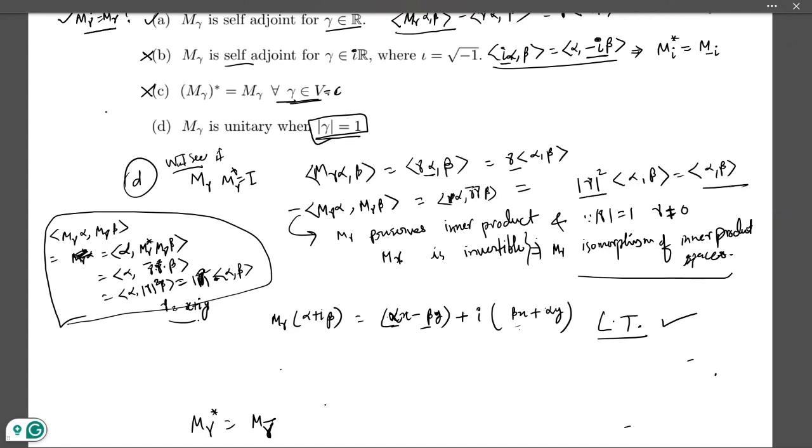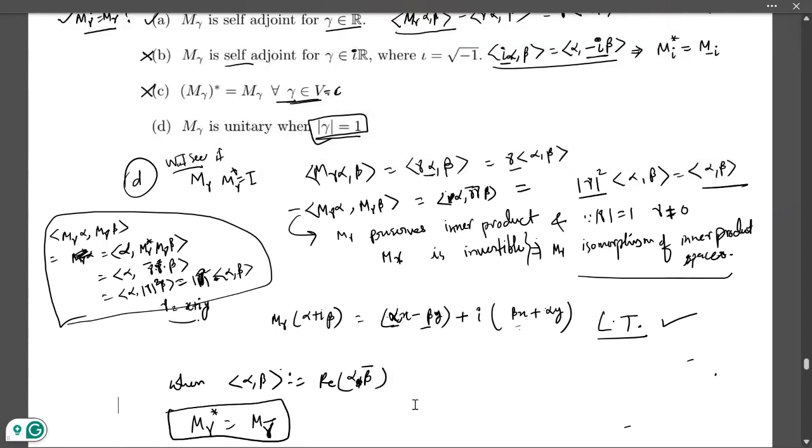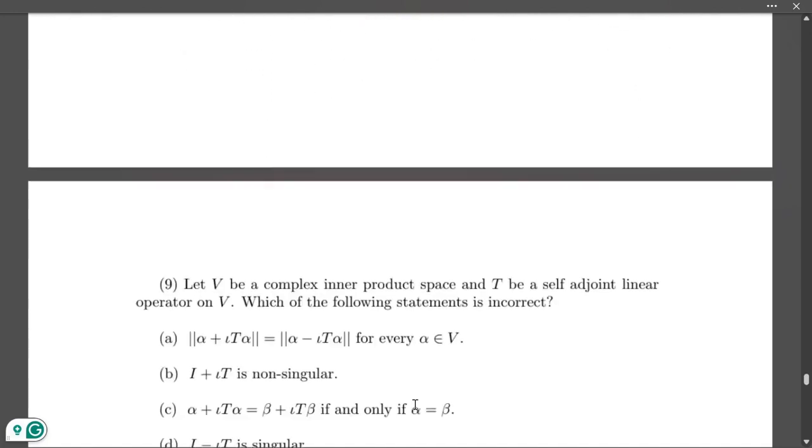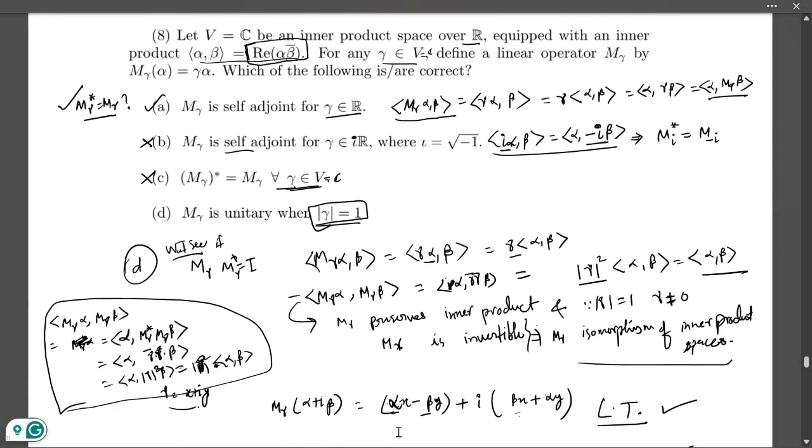So forth. Okay, so this relation holds when inner product of alpha beta is defined as real part of alpha beta bar. Similar thing holds for trace, but anyway, this is for one dimension. That is why it works. Is there a doubt in any line?